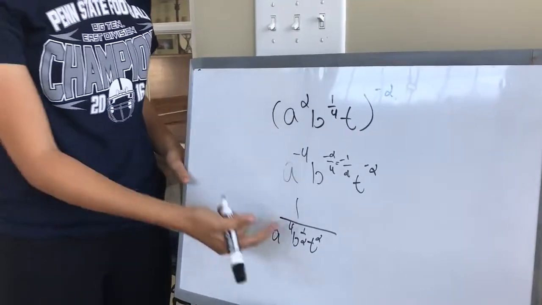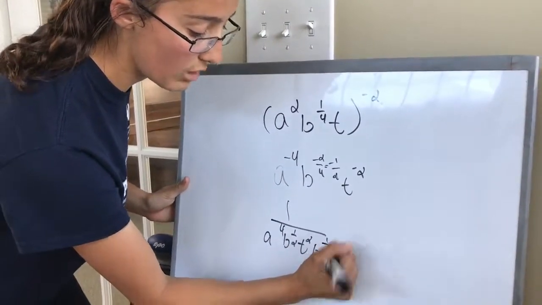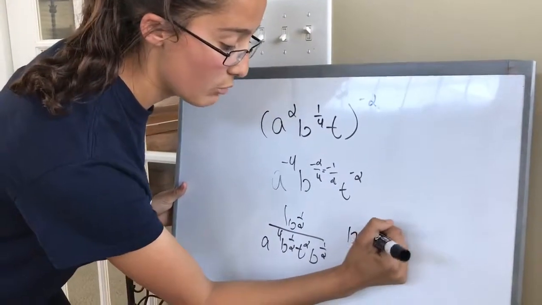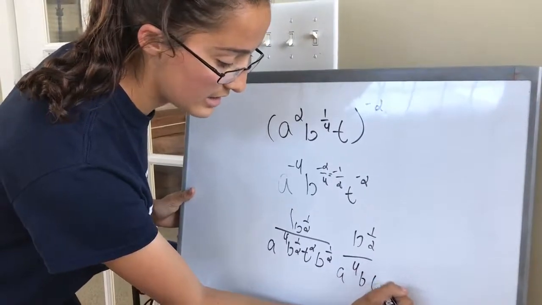So what we're going to do is multiply by b to whatever power is missing to make this a whole number. So 1/2, and we have to do that to the top as well. So we're going to get b to the 1/2 on top, equals a to the 4th, b, and t to the 2nd.